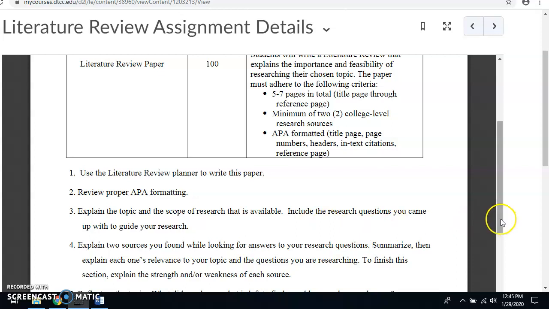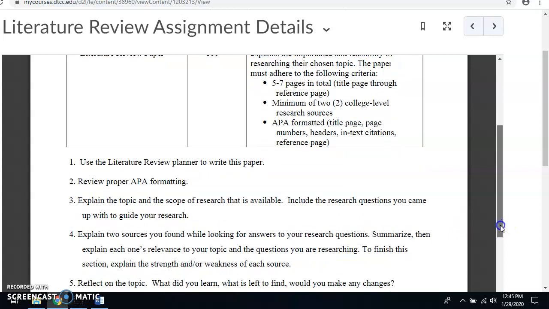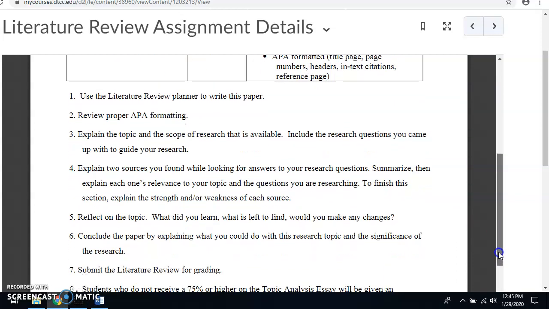And in this particular assignment, you're going to explain the topic, the scope of research that you found. You'll include research questions you came up with to guide your search. You'll explain 2 sources you found while looking for answers to your research questions. You'll summarize each and then explain the strengths and weaknesses of each, so like a mini evaluation.